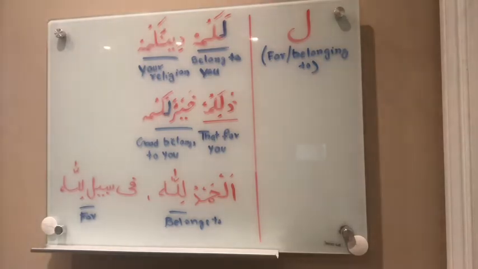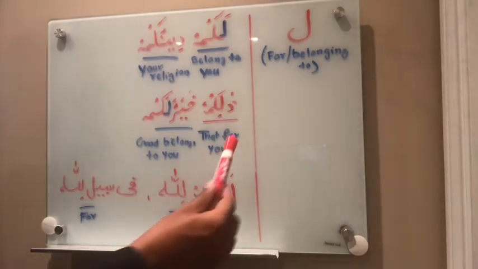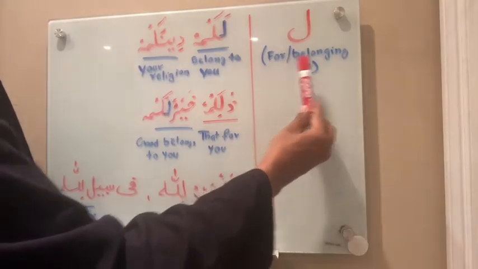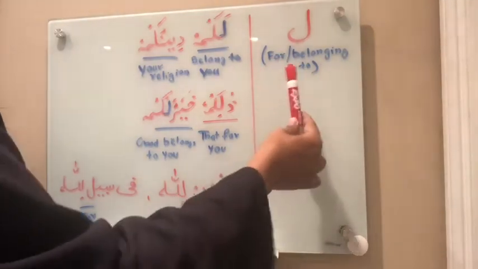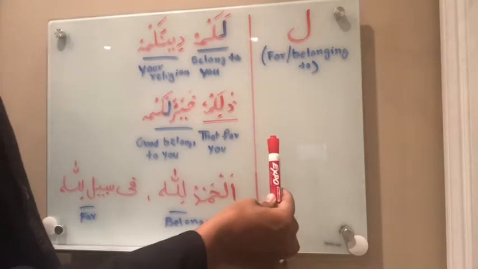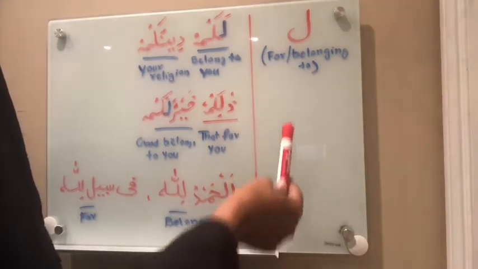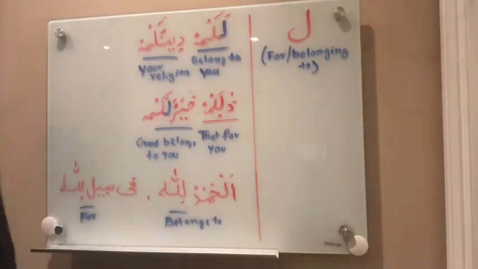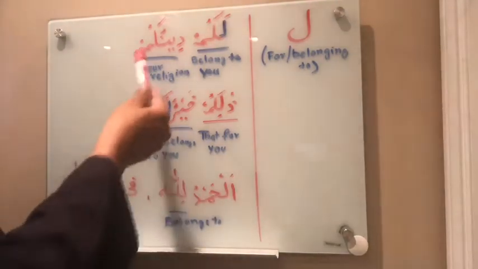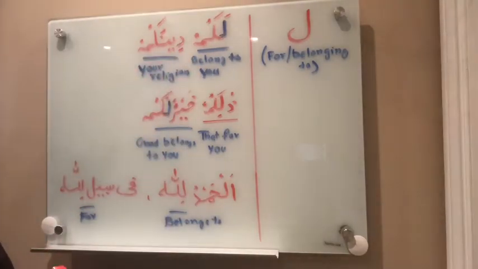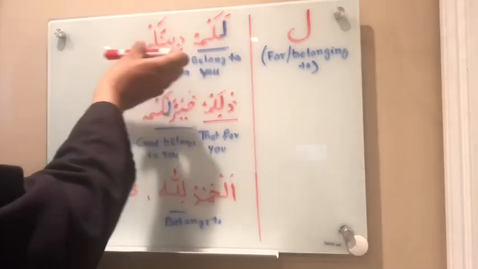So the letter lam, when used in a sentence, basically refers to for or belonging to. Now stay with me and you'll understand and connect to what you read every day and use this preposition. So first example, I'm going to go with Suratul Kafirun, lakum dinukum. In Suratul Kafirun we have lakum dinukum waliyadin.